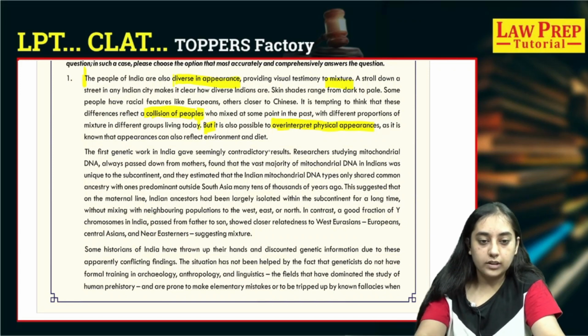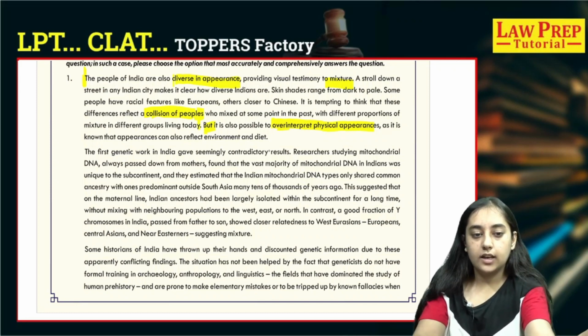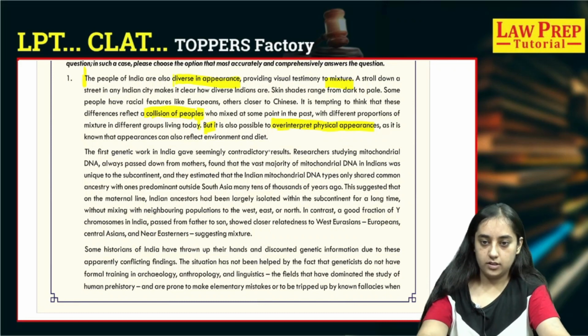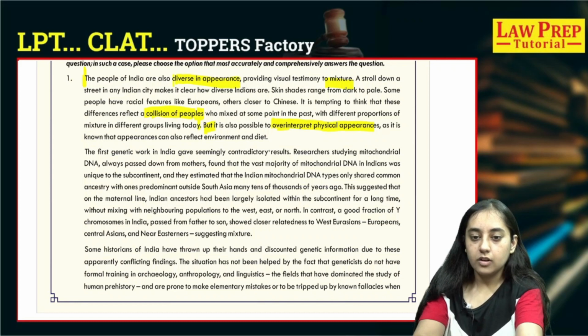As it is known that appearance can also reflect environment and diet. Okay, so it's clearly saying that, until now, from here to here, the passage was saying that collision of peoples, that is, the genetic mixture of people in the past, is the result of diverse physical appearance, right? But now it is saying that it is always possible to over interpret physical appearances.